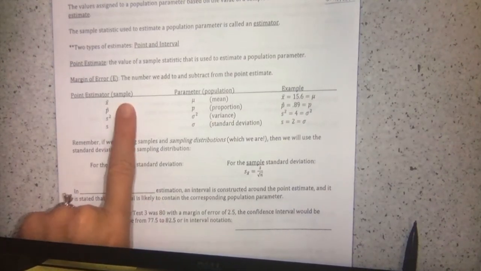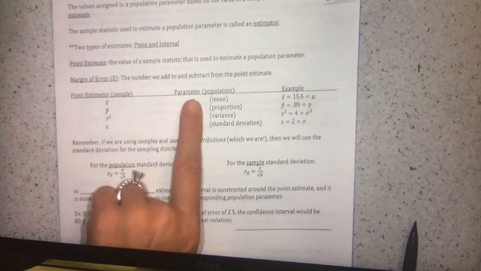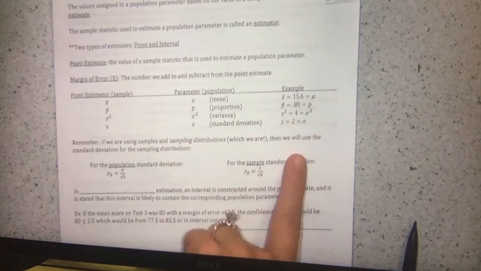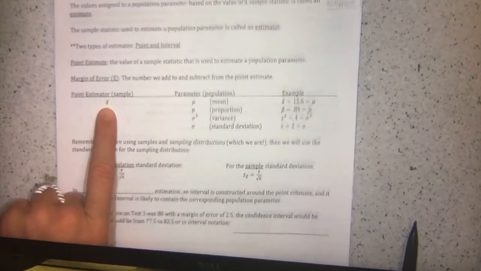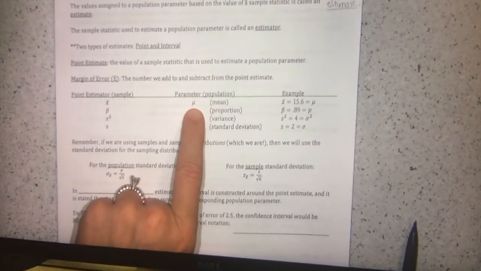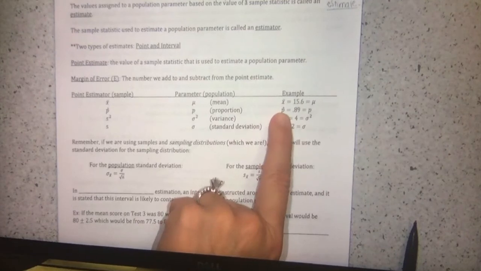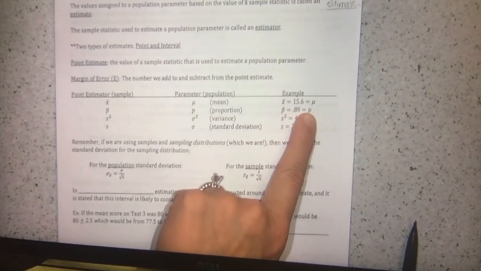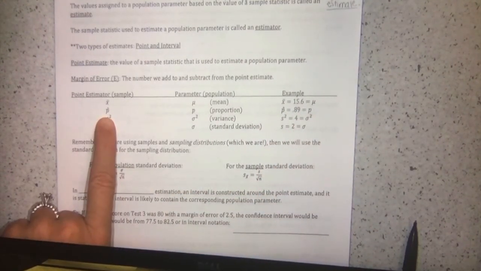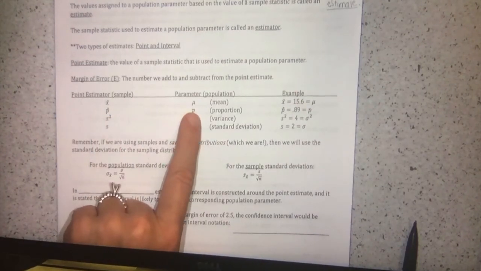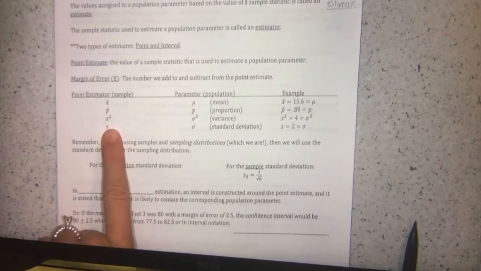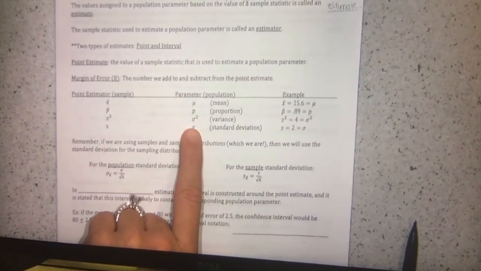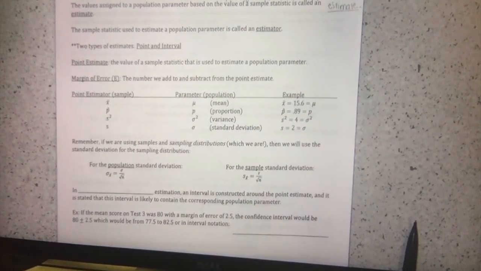The point estimator of our sample, here are our symbols. The parameter for our population, here are our symbols, and there's an example. So if we have X bar, that is our sample mean, which is estimating our mu, our population mean. Same thing for proportions. For proportions, it's p hat for a sample, and it's p for a population. For variance, we use the symbol s squared, and for a population, it's sigma squared, and the standard deviation is just s and sigma.